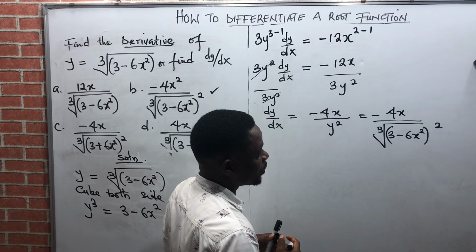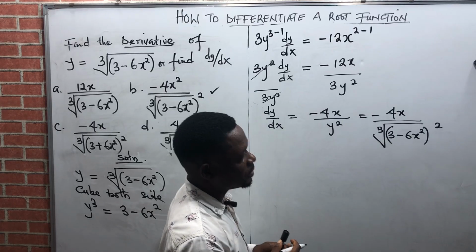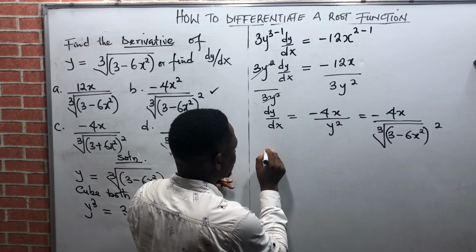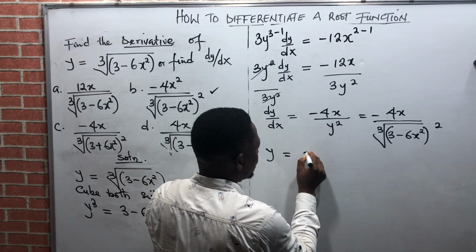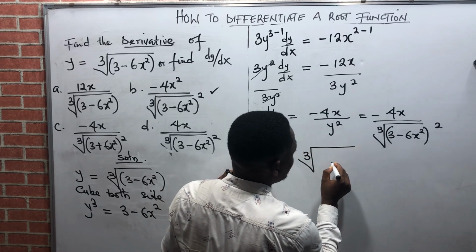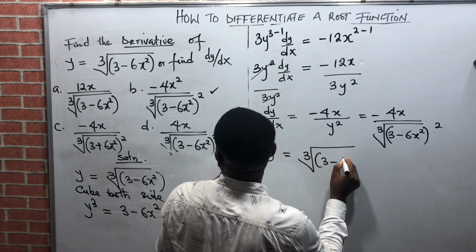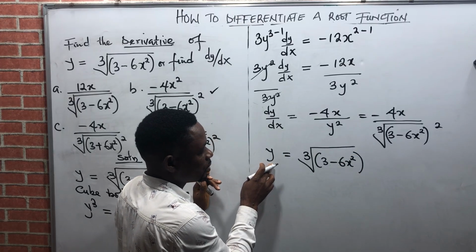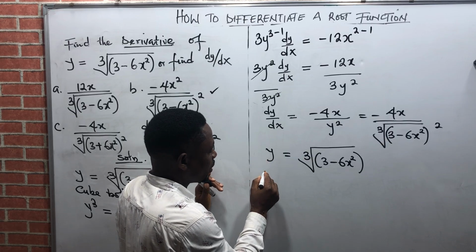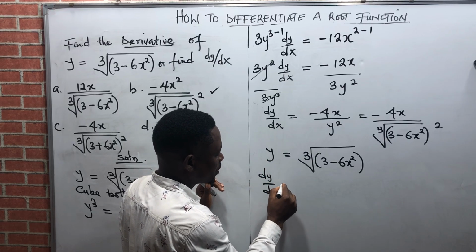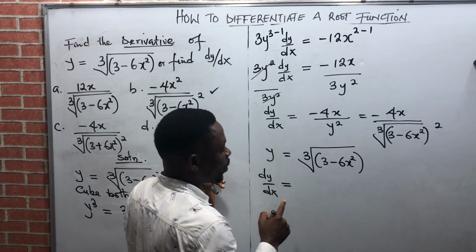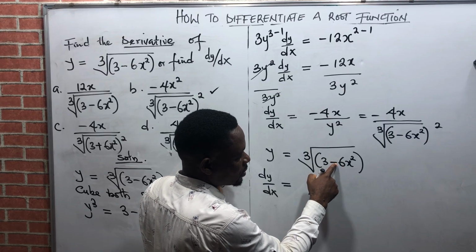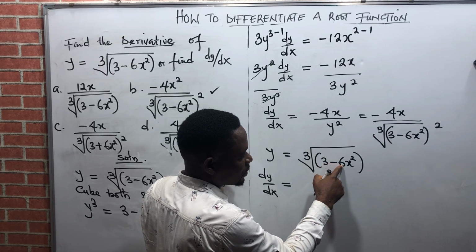Now that is how to solve a root of a function. But let us now look at it the other way around, using the trick method. Now the question is y equal to cube root of 3 minus 6x, all squared. Are you with me now? The first thing you are going to do here is to differentiate y. It will give you dy/dx. Now we move on to the base and differentiate the base.